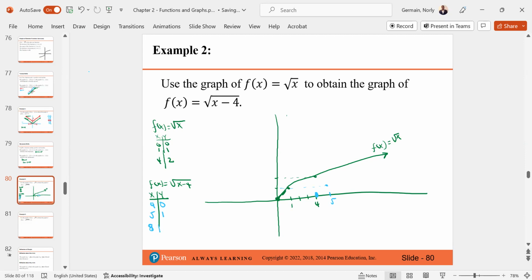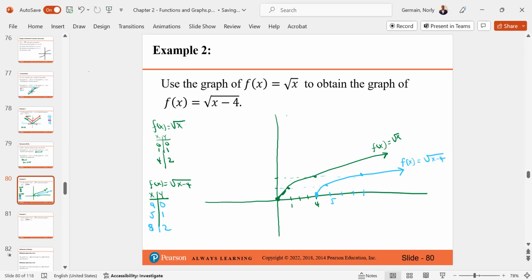8 minus 4 is 4, square root of 4 is 2. So 6, 7, and 8, you see this one right there would give me this. So this would be the same graph, but shifting, we can say 4 units to the right when we take the square root of x minus 4.